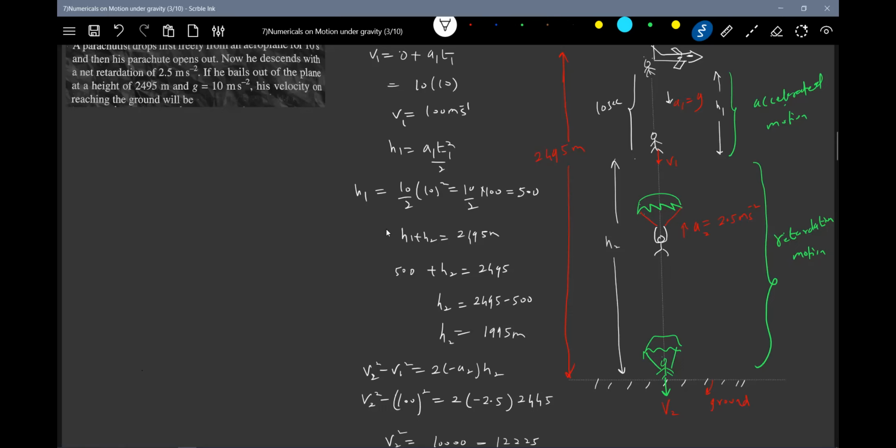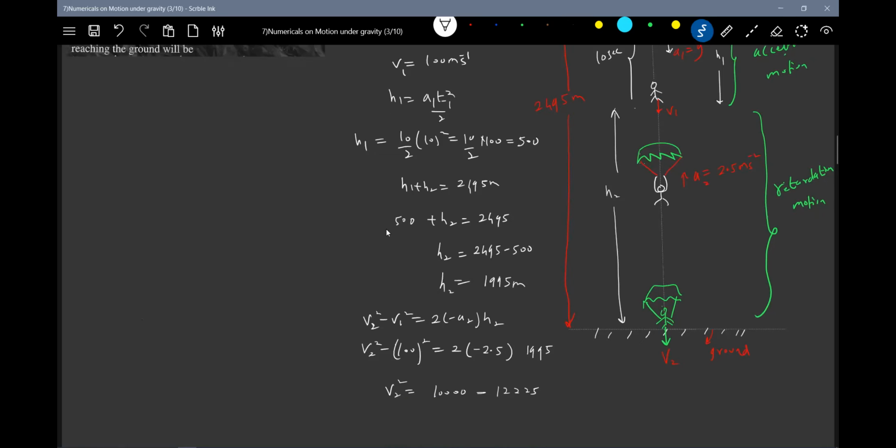Nobody is there to assist me. 2495 minus 500, 1995. Now 10,000 minus 2 into 2.5 into 1995, which is 9975. I think V2 square will end up as 25, and V2 will be 5 meter per second.